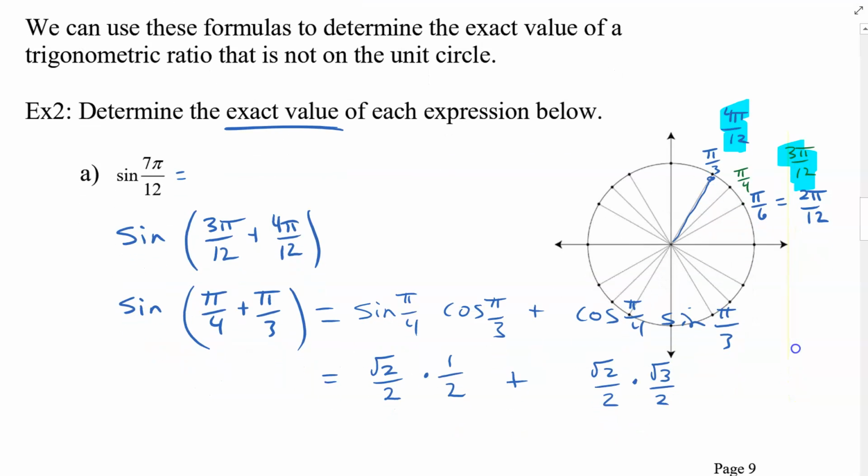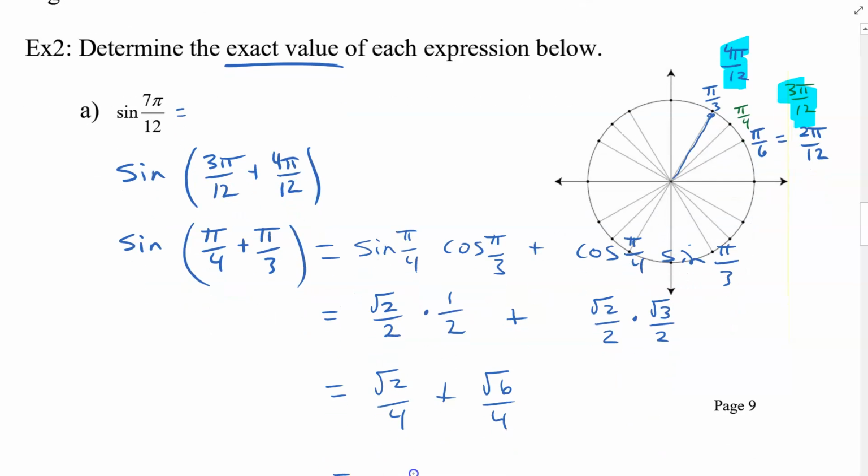Okay, now we're almost there. Equals. So I'm going to have root 2 over 4 plus root 2 times root 3, that's root 6 over 4. So when I combine those two together, I can't add root 2 plus root 6 to get root 8. It doesn't work that way.